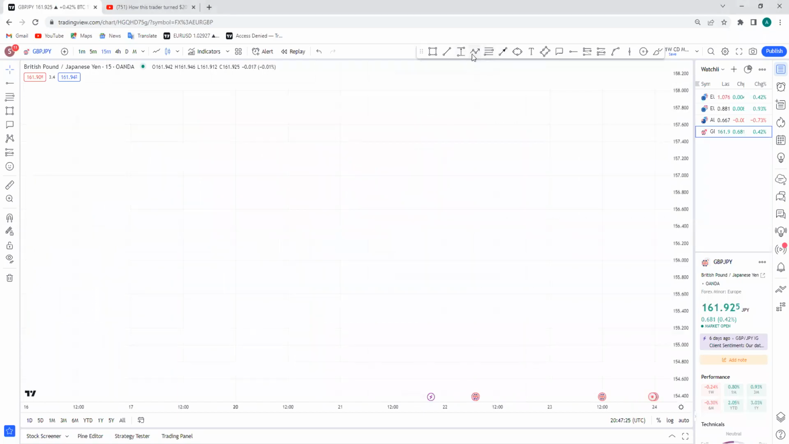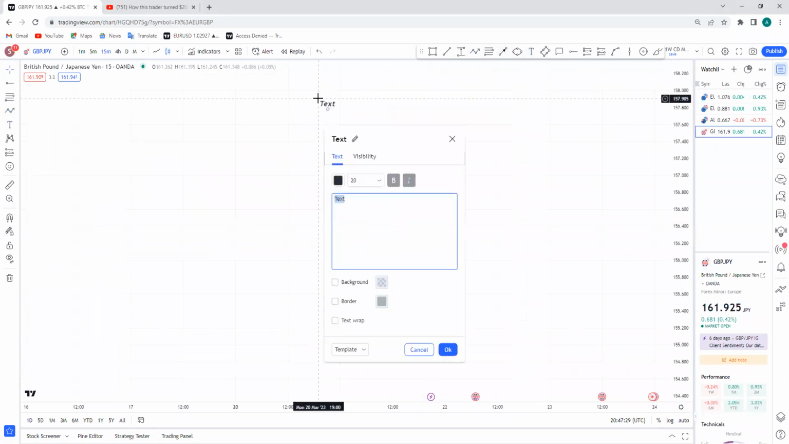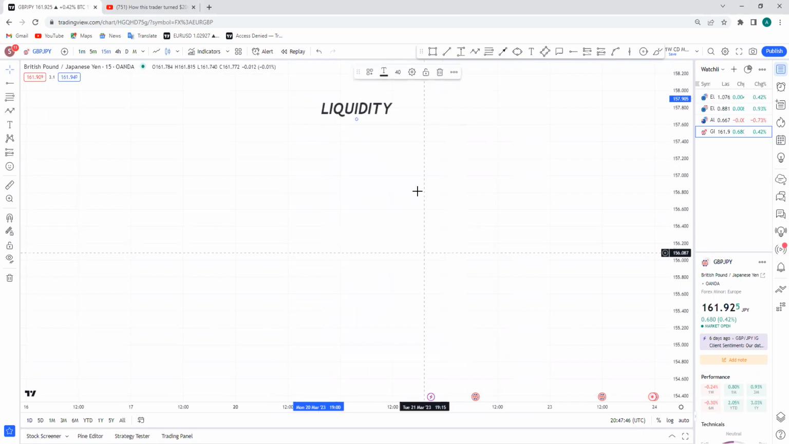Okay. Now we're talking about liquidity. Yes, I got it right. Liquidity. Okay. When we're talking about liquidity, we have two types.